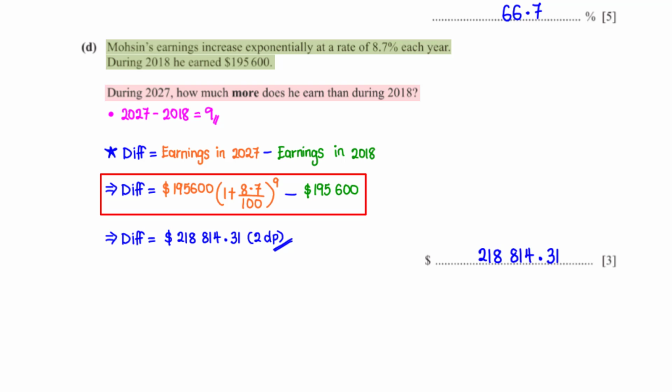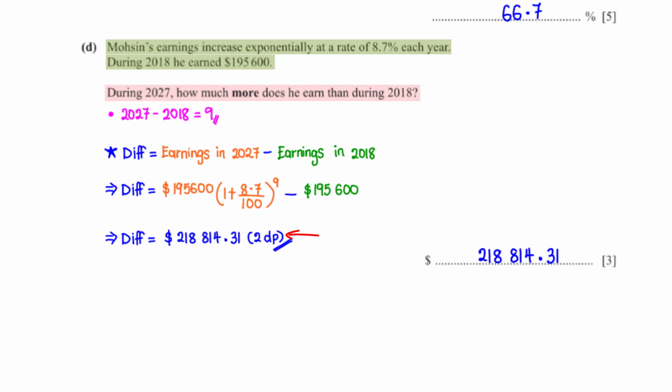$195,600. To get his earnings in 2027, we apply the exponential or compound interest formula. This will be his initial earnings, which is $195,600 times 1 plus the annual rate, which is 8.7%, raised to the power 9, which is the time duration in years between 2018 and 2027. When we type this into the calculator, we get $218,814.31 rounded to the nearest cent.